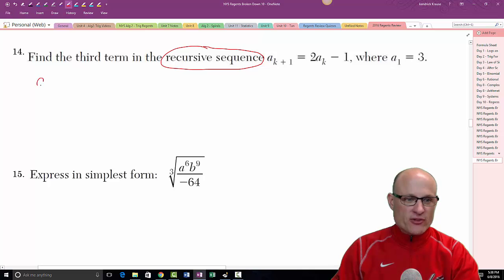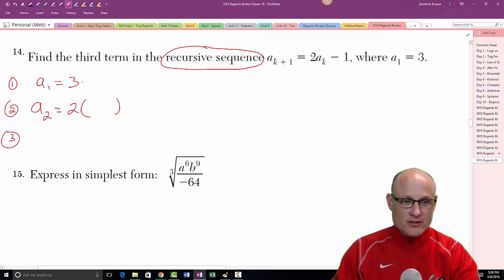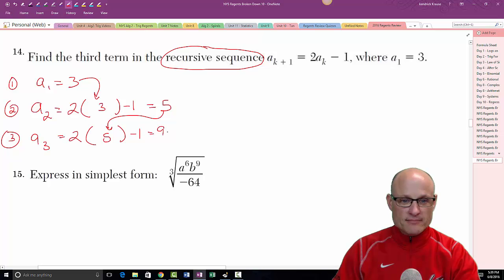So my first term is a sub 1. It is 3. I want the third term. This is 1. This is 2. This is 3. So this is the one term I want. So a sub 2 is equal to 2 times the previous term minus 1. Well, that's 3. So 2 times 3 is 6, minus 1 is 5. A sub 3 is 2 times the previous term, which is 5, minus 1. So that's equal to 9. And so your answer is 9.